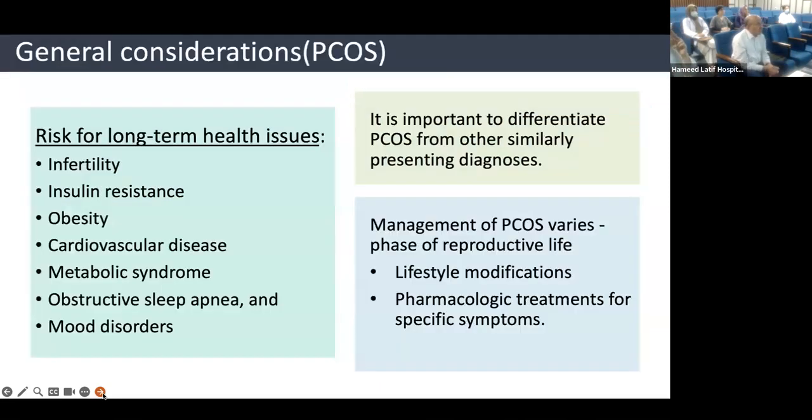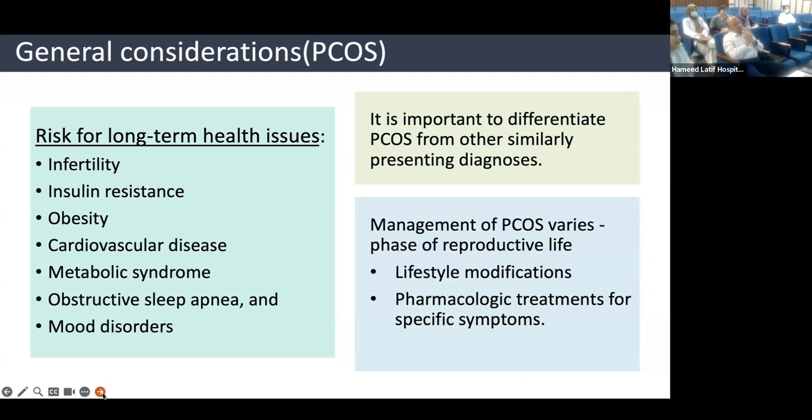General considerations about polycystic ovarian syndrome. These are the known 7 risks for long-term health issues: infertility, insulin resistance, obesity, cardiovascular disease, metabolic syndrome, obstructive sleep apnea, and mood disorders. But it is important that there are conditions which also present with features suggestive of polycystic ovaries. We tend to label them as polycystic ovaries, but there are other conditions, uncommon but present, which are not essentially because of polycystic ovarian syndrome. We will talk about that also.